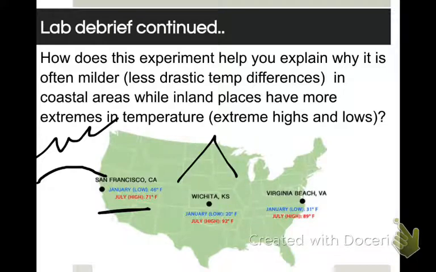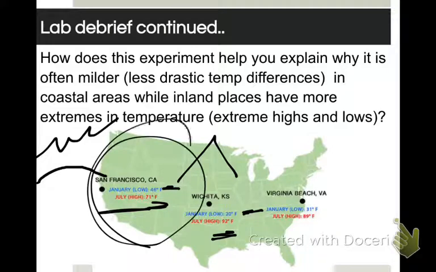Notice their high temperatures in July are in the 90s and their January low averages are in the 20s. Versus here you have 70s to almost 50. That's a very big difference. This area is much more mild, less dramatic, while Wichita, Kansas is very dramatic. Those are complete opposites.